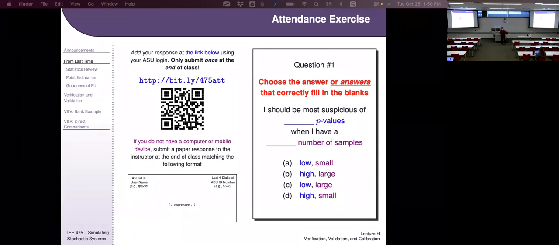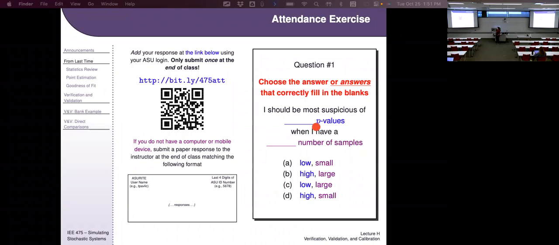I see a couple of hands coming up in class. And then high small: I should be most suspicious of high p-values when I have a small number of samples. I see some hands coming up there too. So not a lot of support in the class, but in the histogram, there was the most support for C and D, and that's what I would choose as well.